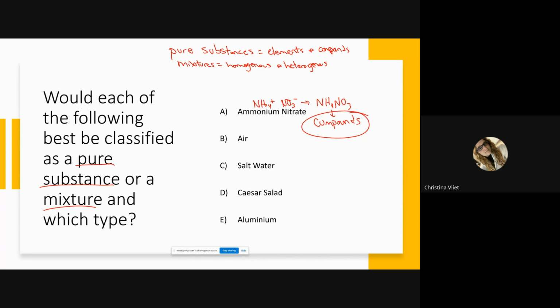So if you have been given something that you have learned how to name in this class, you've been given a compound. If I tell you carbon dioxide, that's a compound. If I say sodium chloride, that's a compound. Ammonium nitrate, also a compound. So it's a pure substance. We've studied it before.